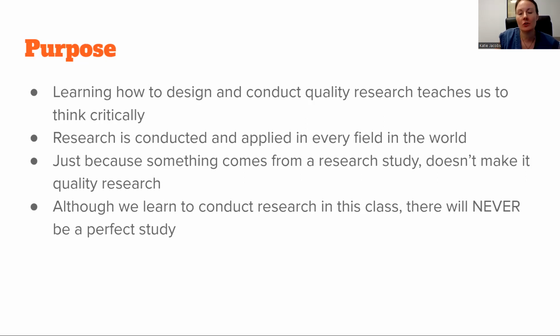Okay, so although we learn to conduct research in this class and the different elements into making it quality studies, there's never going to be a perfect research study. And that's something that you're going to learn a lot about. Like, you can change one element of your study, but just because you change that one element, sometimes there's consequences. Like, I don't know if you ever watched the show Once Upon a Time, but there's always consequences that go along with magic. And there's always consequences of doing certain things in research.